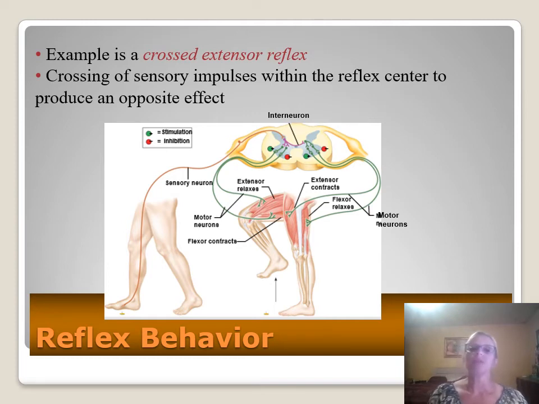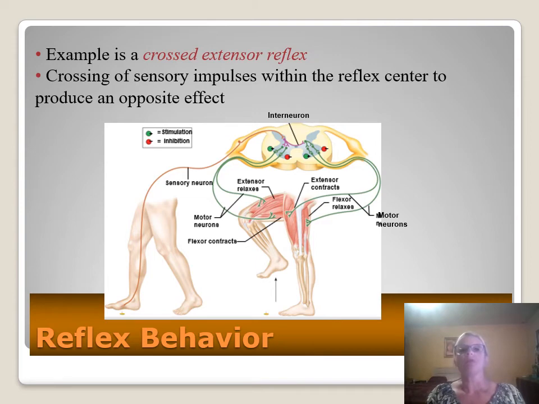The flexor muscles of the limb on the other side, which is contralateral, are inhibited, so they relax. So you have to have a tightening of one and a relaxing of the other. So the extensors on that contralateral side contract and help support the body weight. That's a crossed extensor reflex.